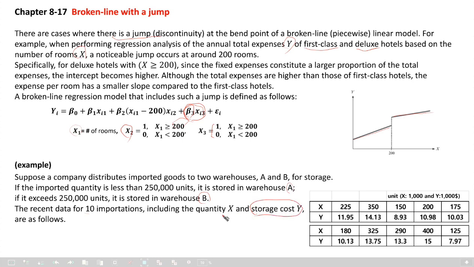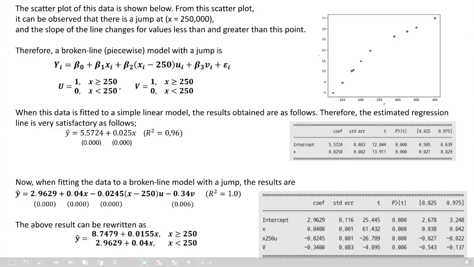They have to analyze storage cost, as follows. Storage cost Y here is in units of $1,000, and X is in units of 1,000. It is the amount of imported goods, right? Okay, X and Y, there are 10 samples. Then the scatter plot of this data is shown as follows, like this.